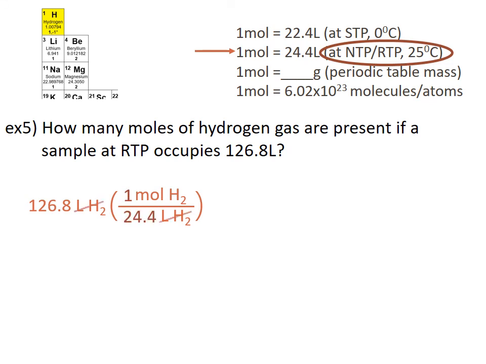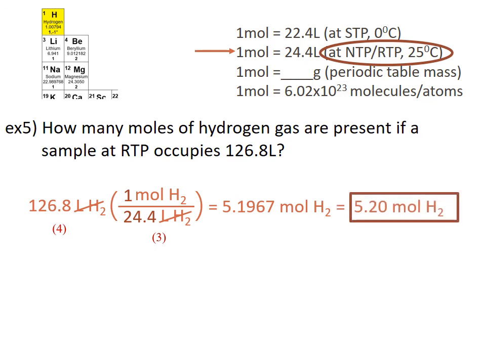Liters H2 and liters H2 will factor out. I was asked to find moles. I currently have moles, so that means I'm done. So I'll run it through my calculator, and I get 5.1967 moles of H2. Correcting for significant figures, my given has 4, my brackets have 3, so that means my answer is only allowed to have 3 significant figures, so 5.19 gets rounded up to 5.20 moles of H2.